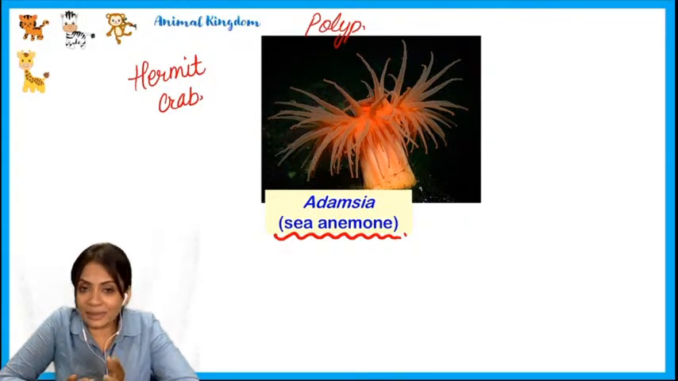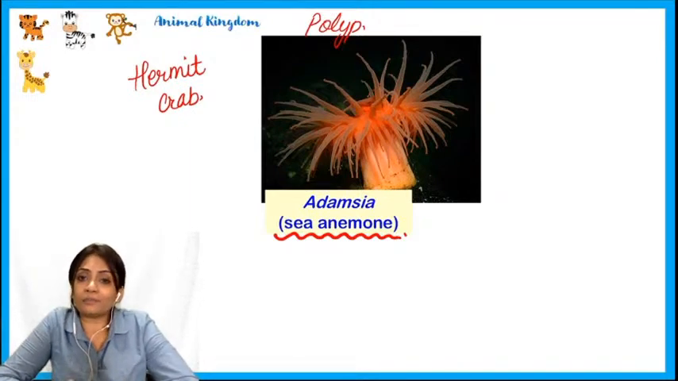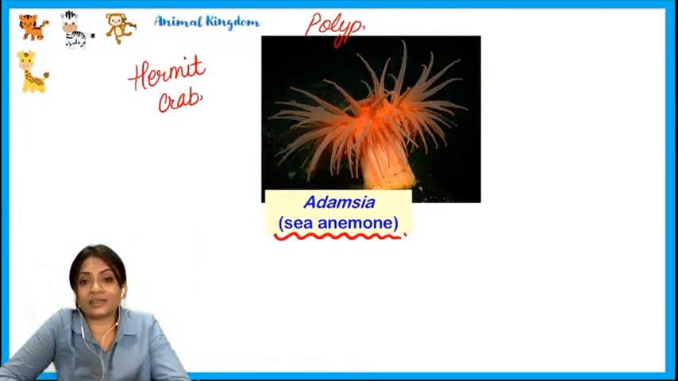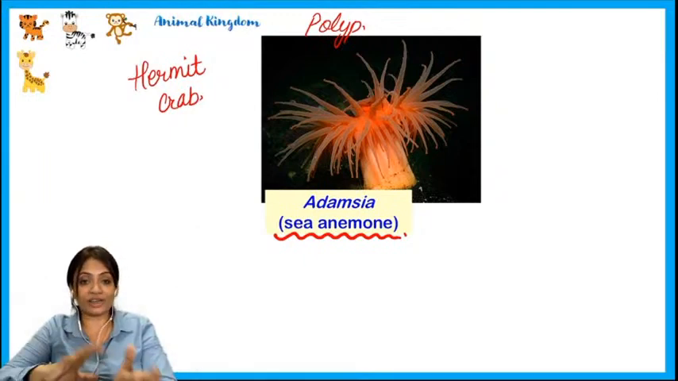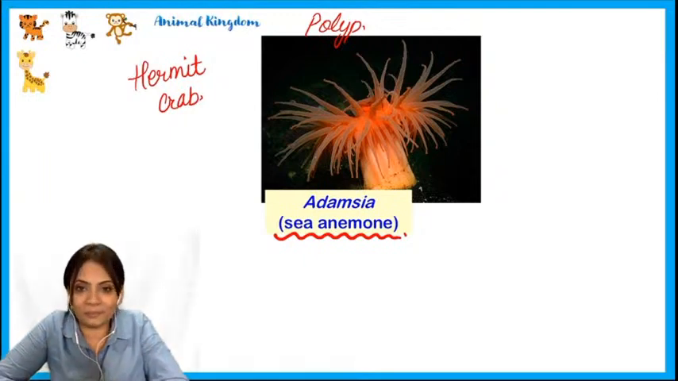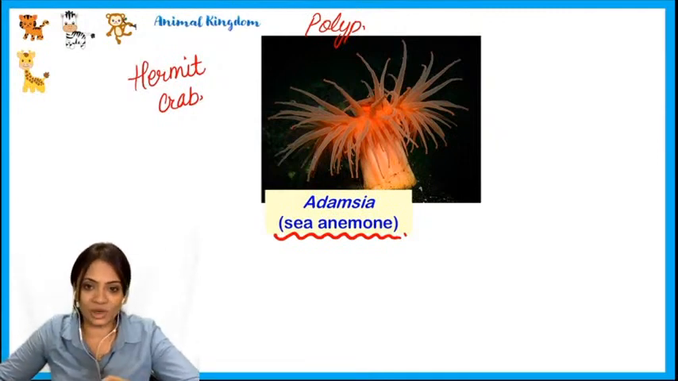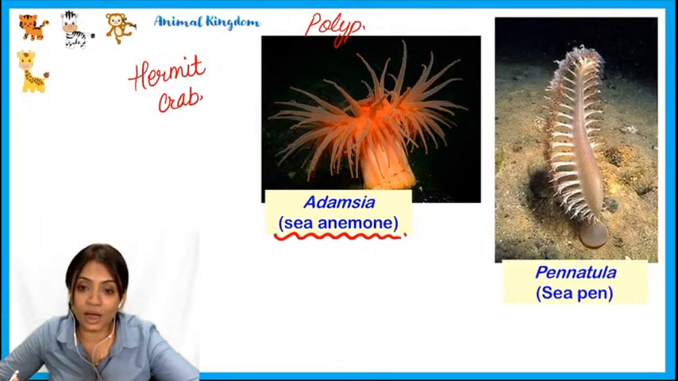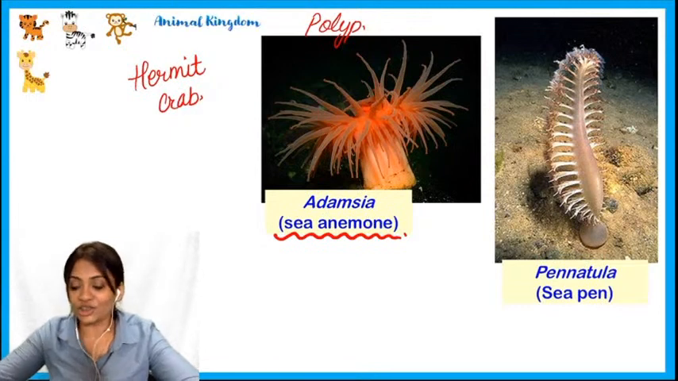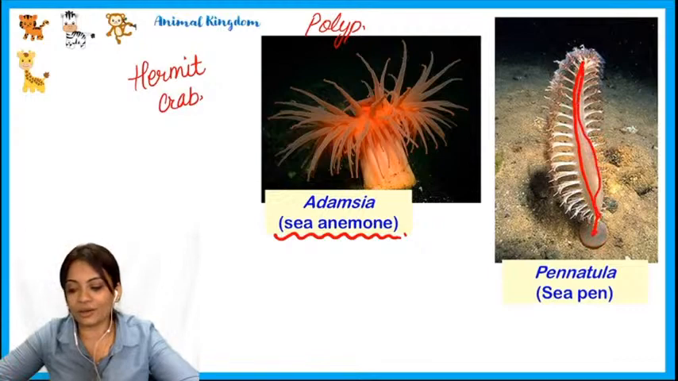So now, what is this type of relationship that has developed? Adamsia was benefited, but the hermit crab was neither benefited nor put into any trouble. So this is a type of relationship where one is benefited and the other didn't have much of a difference, neither was it benefited nor was it undergoing any harm. Alright, so that is Adamsia. Next, look at this example. It is called a pennatula, also known as a sea pen, just as how it looks like a pen. That's why the common name is sea pen.